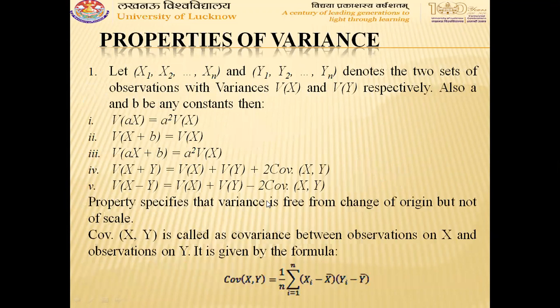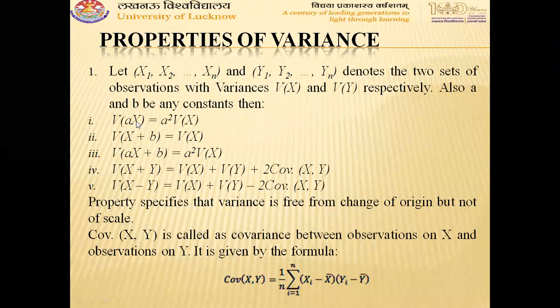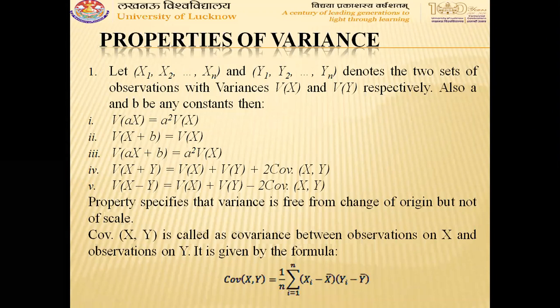Now, properties of variances. Let x1, x2, ..., xn and y1, y2, ..., yn denote two sets of observations with variances Vx and Vy respectively, and a and b be any constants. Then variance of ax is equal to a square variance of x. That means if we multiply all the observations by a constant, then variance is multiplied by the square of the constant. And the second property: variance of x plus b is equal to variance of x.